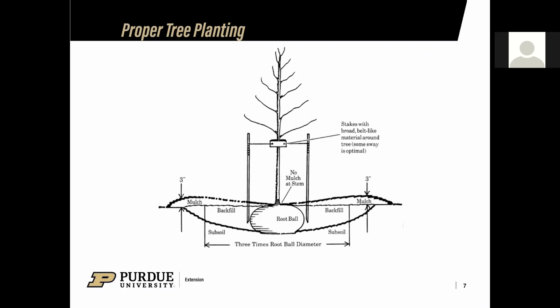Larger trees, larger than 1 inch, 1.5 inches in diameter, need to be staked for a while, not forever and ever. So about 6 months for every inch of diameter. So even if it's a large tree, a year of growth is probably about all that it needs to be staked.